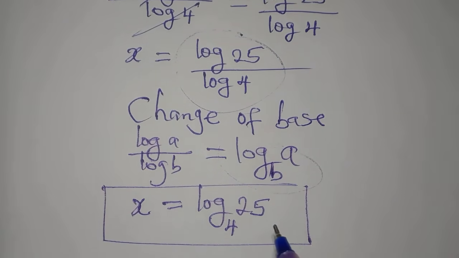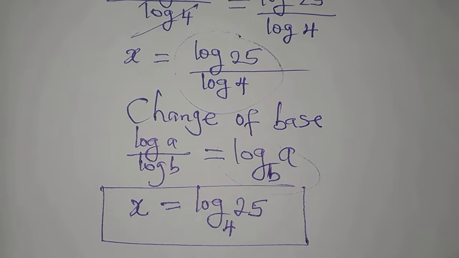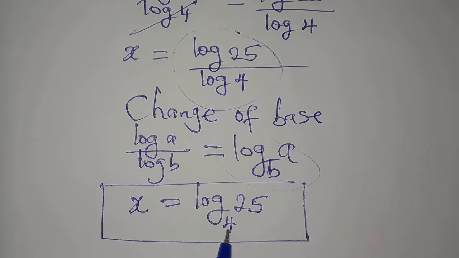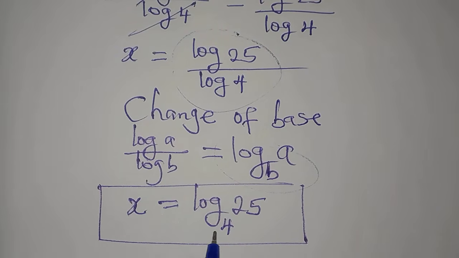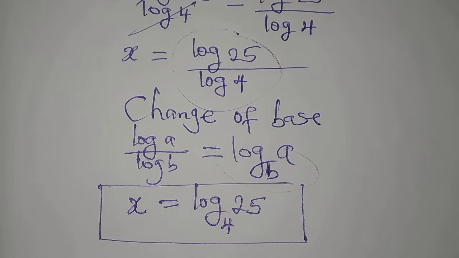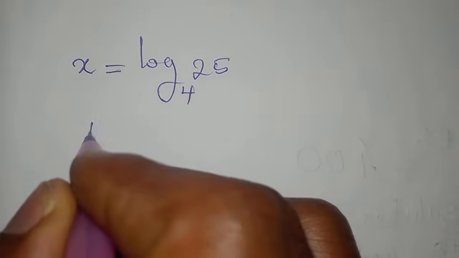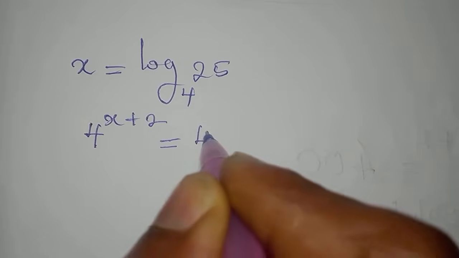So this right here is the value of x. But if you want to have your answer in decimal form, you can press your calculator and it will give you your log 25 to base 4. If your calculator is not scientific enough, you'll not be able to have access to base 4, so you enter log 25 divided by log 4. But then let's verify our result very quickly. This is what we have as the value of x, but the given equation is 4 to the power of x plus 2 equals 400.